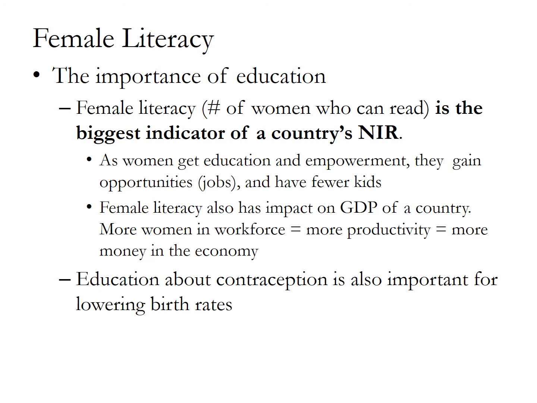Now, female literacy is also important because it'll have an impact on the country's GDP. Obviously, if there's more women in the workforce, that means your workforce is more productive, and they're not spending money and time on kids. That means more money for the economy. And finally, education about contraception is also important for lowering birth rates in the developing world, because obviously having a kid takes away from your opportunities to go get educated, to go be empowered, to go have opportunities outside the traditional home.